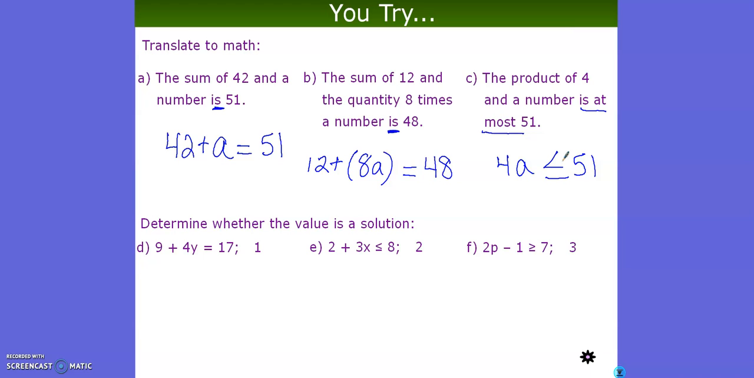All right, let's go ahead and see if we can determine whether the value is a solution. So this is where we plug in the value, evaluate it on our paper, show all your steps, and at the end decide if that last comparison statement is true or false. So we're going to go ahead and plug in 1 in for y.